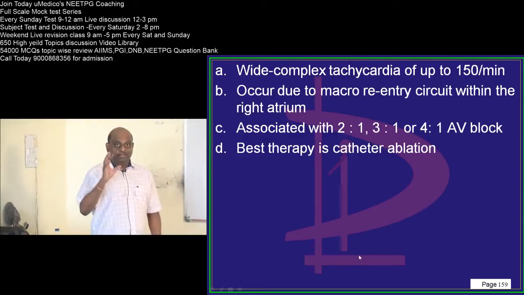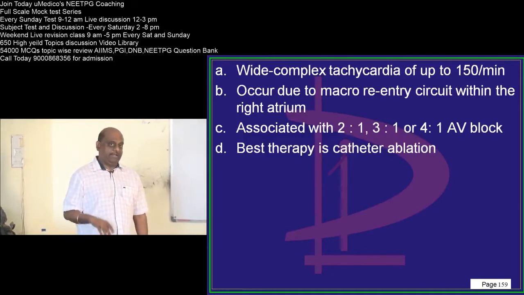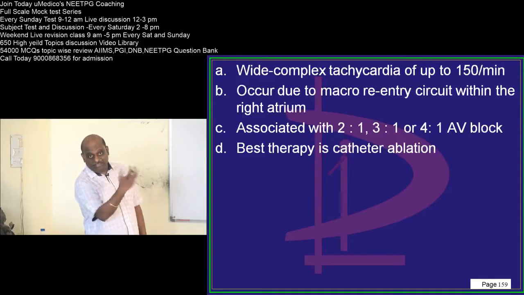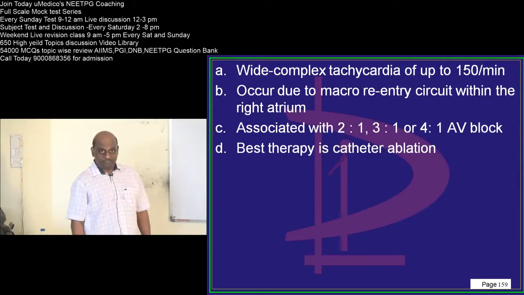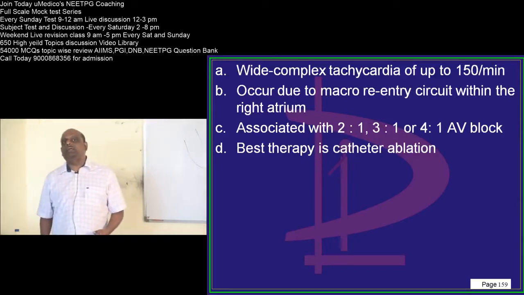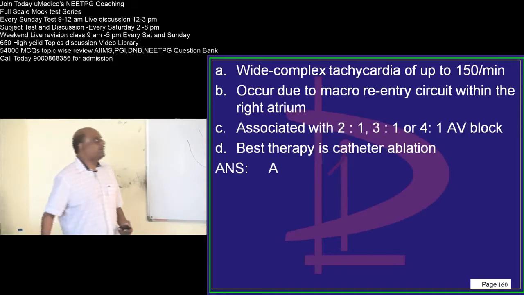And the rate at which atrial flutter occurs is around 300-400. But all those atrial impulses will not go into the ventricles because the AV node will block them. That's the reason it is often associated with 2:1, 3:1 kind of AV block, is what you have to remember.